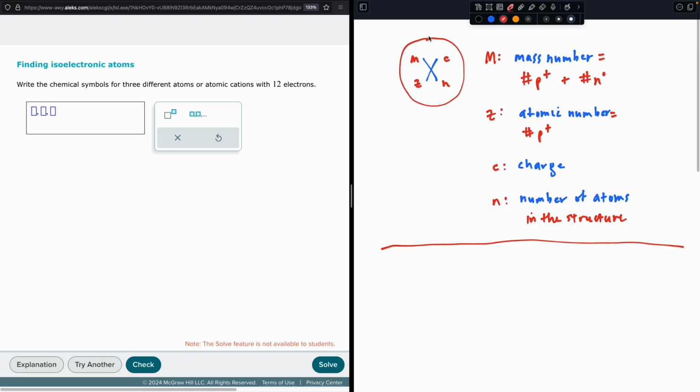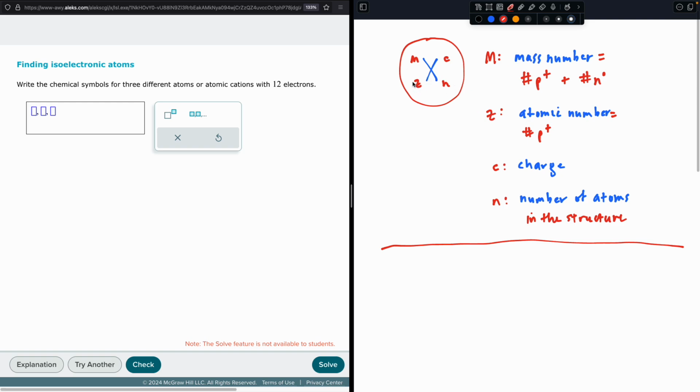So let's get straight to the problem, and we'll see what I mean by that. Actually, before I do, let's look at these numbers. M is the mass number. That's in the top right-hand corner right here. We're not going to be dealing with any mass numbers here, but if there were a number there, that would be the mass number. That's the number of protons plus the number of neutrons. Okay, that's not the average atomic mass. It's the mass number.